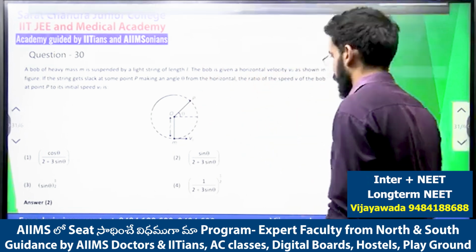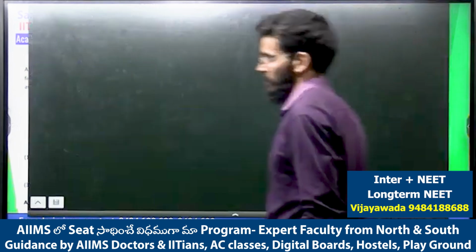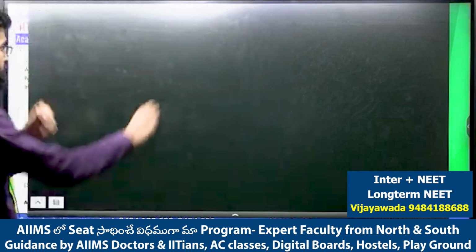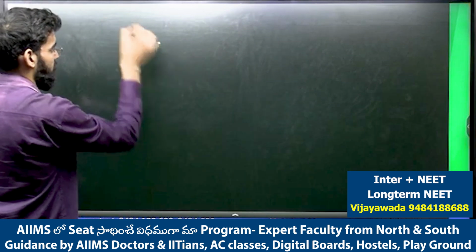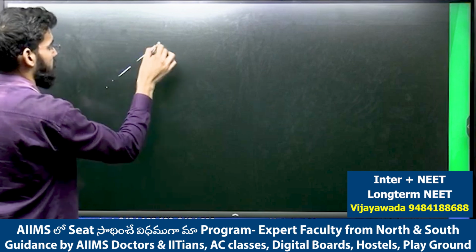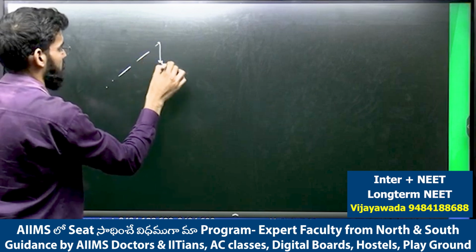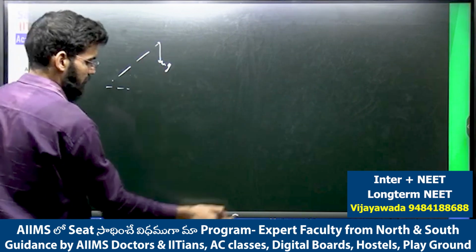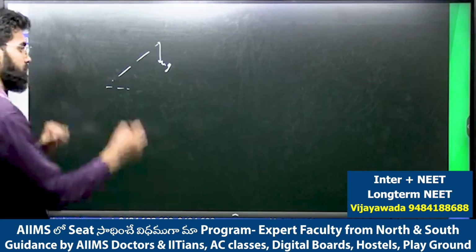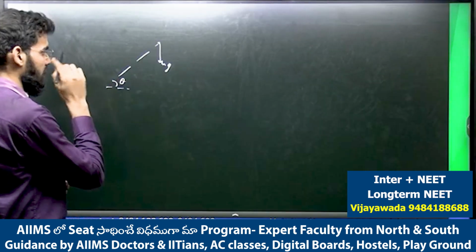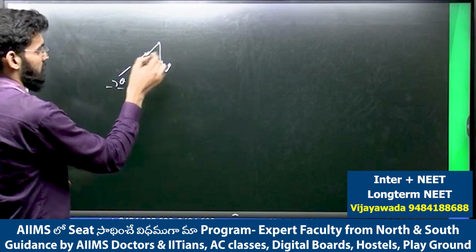Okay, let's solve this. What he is saying, at this point the speed is VP. So basically towards the center, I can say mg is this side, with the horizontal making angle theta, right? So making angle theta with the horizontal, this will come as mg sin theta.